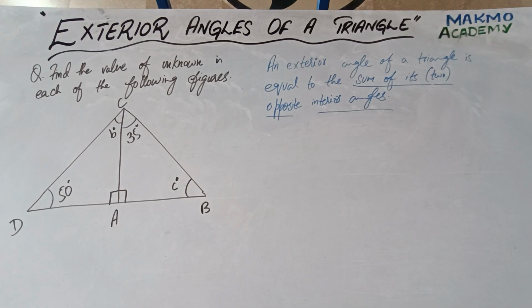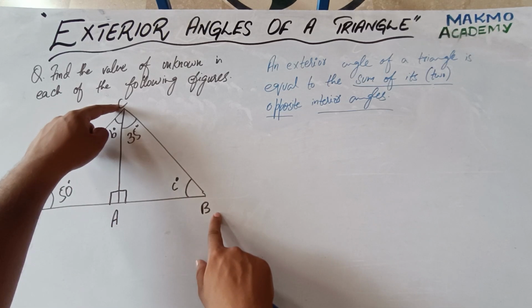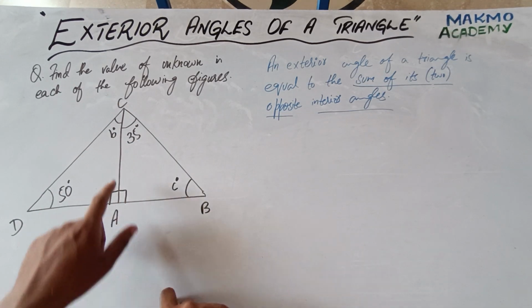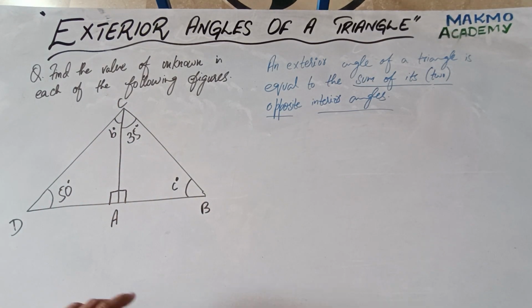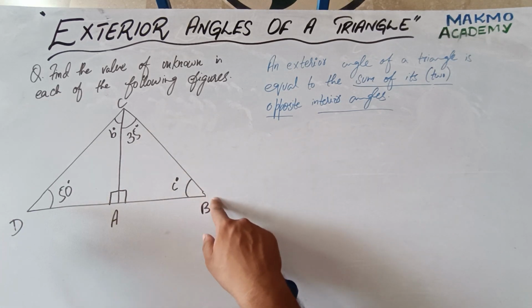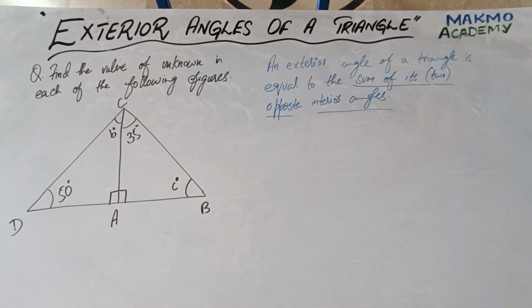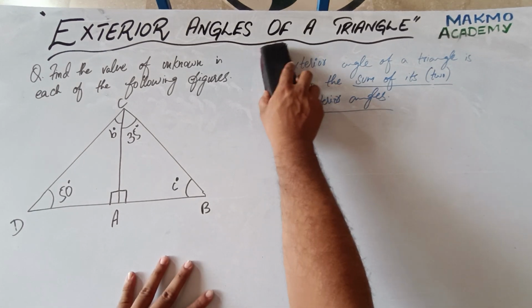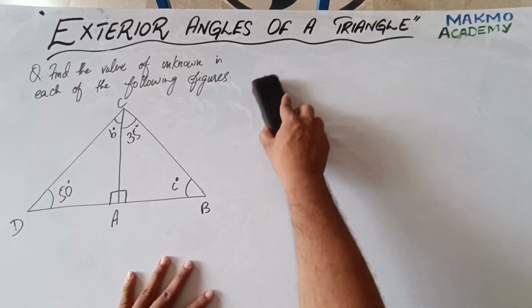Now let's look at this problem. In this problem, ABC is one triangle, ACD is another triangle, and if we look at it in broader terms, BCD is a big triangle. And as we know, the sum of all the angles in a triangle is equal to 180 degrees.